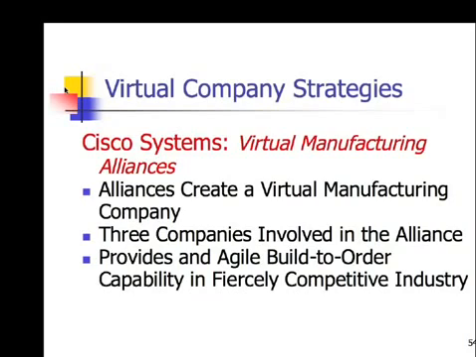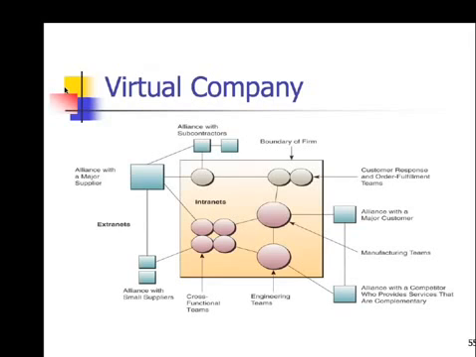So, I just gave you an example of it, but here's another one with virtual company strategies with Cisco Systems, with virtual manufacturing alliances, basically for supply chain, for manufacturing support. And they have created manufacturing companies that have an alliance through the system. Three companies involved in the alliance. They provide agile build-to-order systems, or build-to-order products, by essentially automating the parts gathering. And here's what it looks like.